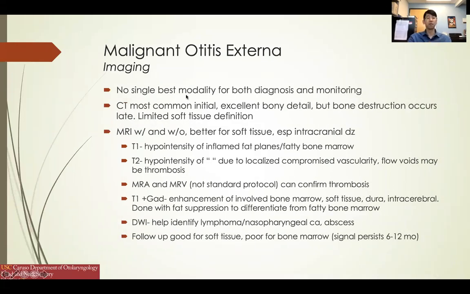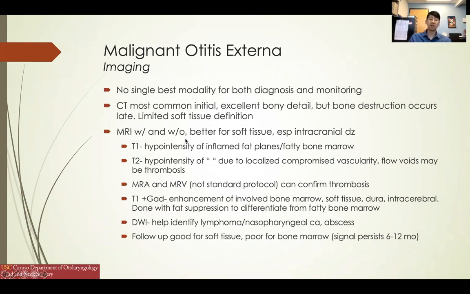So imaging, there is no best single imaging modality for both diagnosis and for monitoring with follow-up. Initially, most people will get a CT scan, and that's great for bony detail. Problem is that the bone destruction usually doesn't occur until late stage or advanced stage MOE. So if you have an early MOE patient, you might be missing something. A CT can, however, clue you into any soft tissue extension beyond the ear canal that may clue you into a more advanced otitis externa.